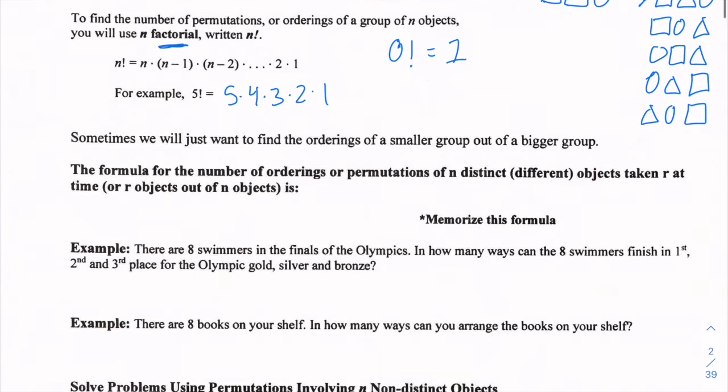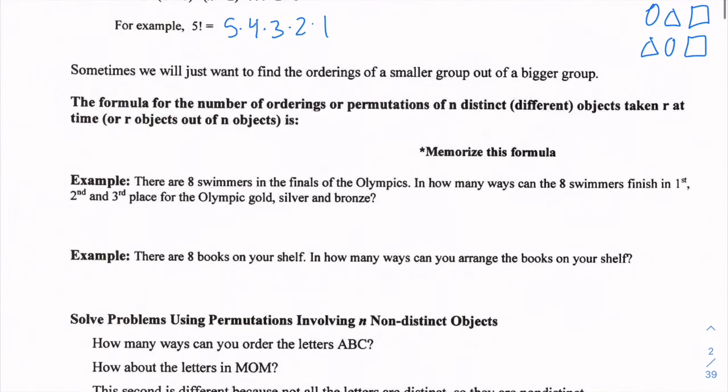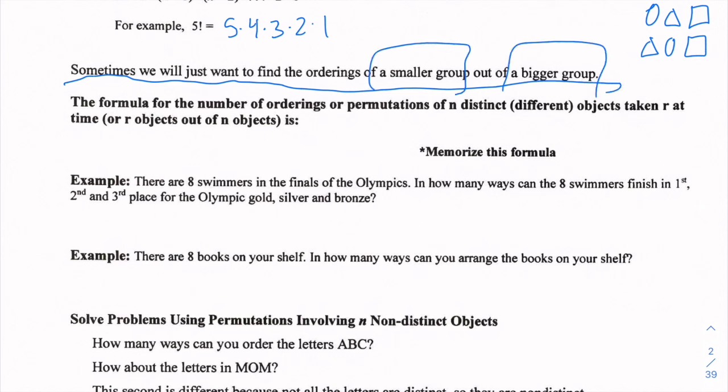Okay, so moving forward here. Sometimes we will just want to find the orders of a smaller group out of a bigger group. For example, I'm gonna jump straight here before I talk about the formula. There are 8 swimmers in the finals of the Olympics. So you have 8 swimmers. In how many ways can the 8 swimmers finish first, second, and third place?